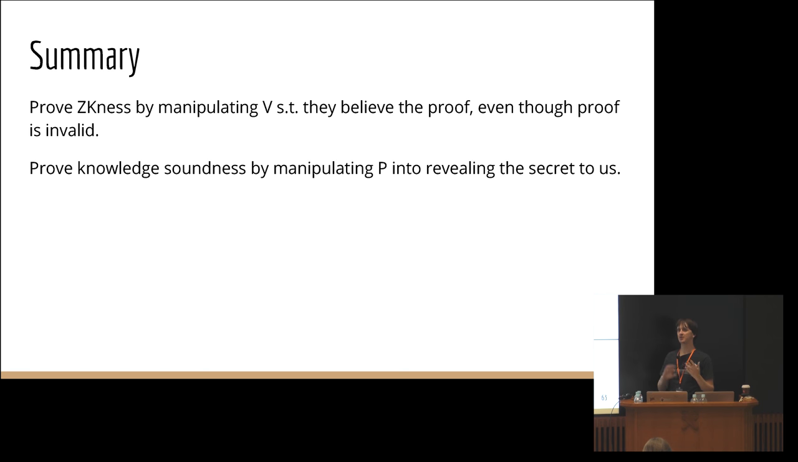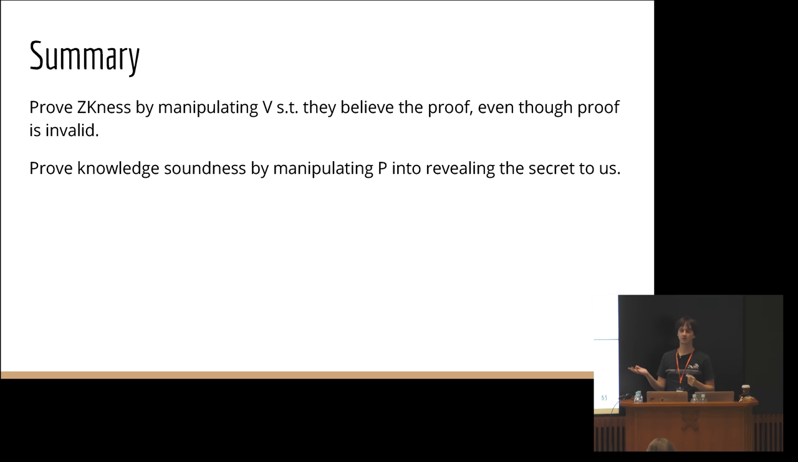Right, so to summarize these two, the zero knowledgeness and knowledge soundness. I can prove zero knowledgeness, and the way I do this is that I manipulate the verifier. I manipulate them so that they believe that I have a proof, even though I don't. And if the two proofs, the valid one and the invalid one, are both indistinguishable, then it follows that you have zero knowledgeness. I may be missing some subtle detail there. I'm sure that someone on Slack will slap me if that is the case.